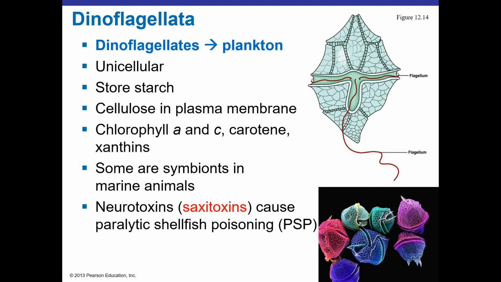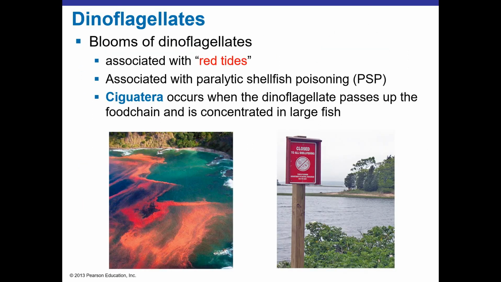But many of these as well can produce neurotoxins. The saxitoxins are especially problematic for what is referred to as paralytic shellfish poisoning. Even though these are toxic, many of them are symbionts with marine animals, and so we can find them in a variety of organelles within some marine organisms.